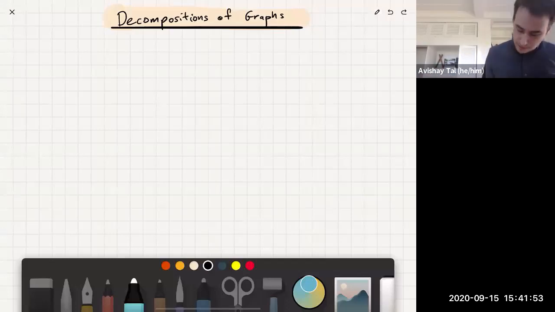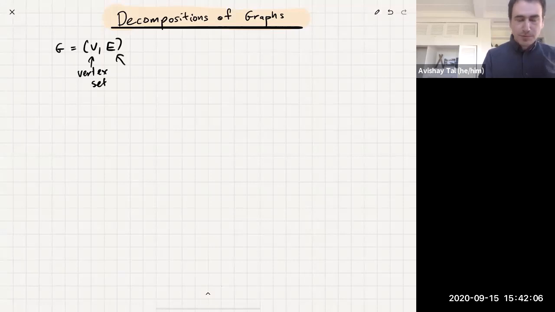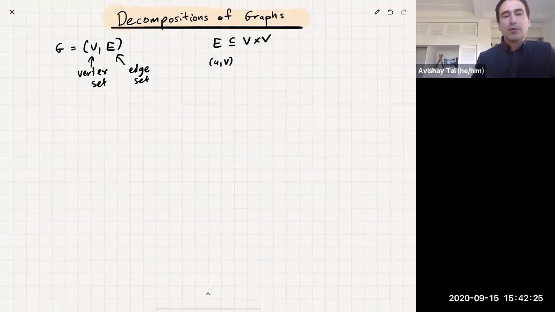Now, how do we abstract graphs? We care about two objects, right? We care about a set of vertices and a set of edges, which correspond to pairwise relations between vertices. And the edge set is going to be just a subset of all possible pairs. So for example, we can have UV be an edge if U and V are both vertices, right? So this should be very familiar to you.